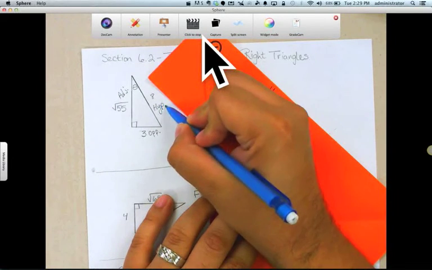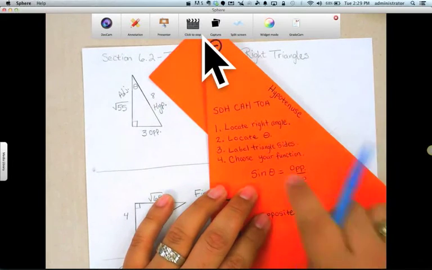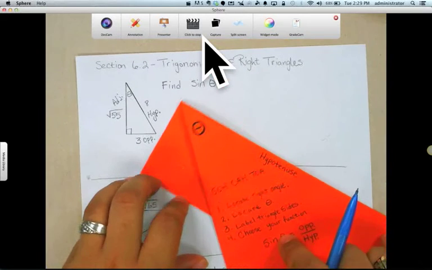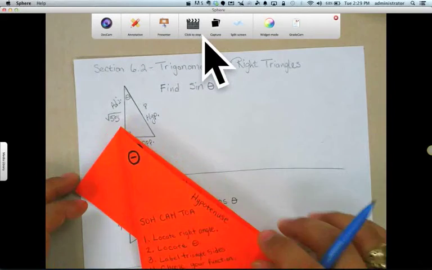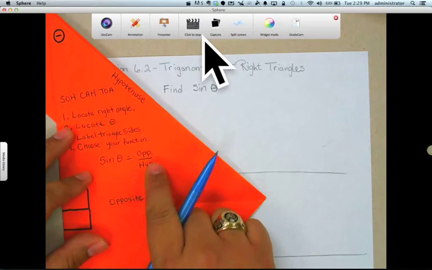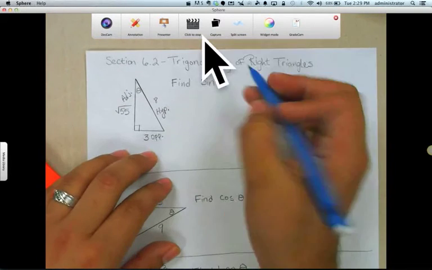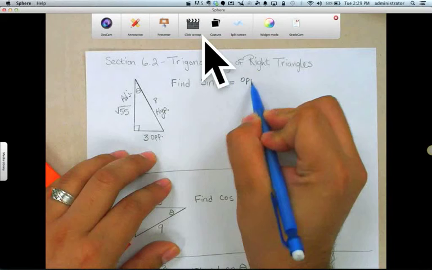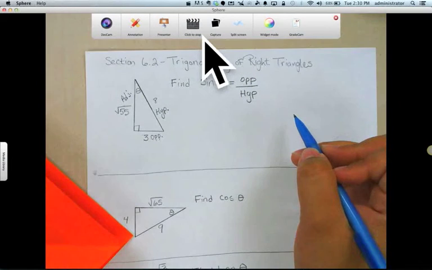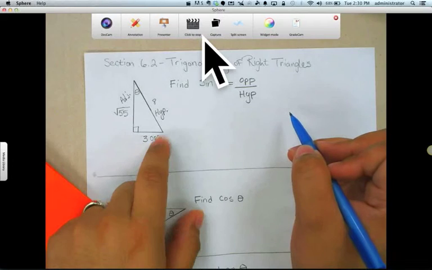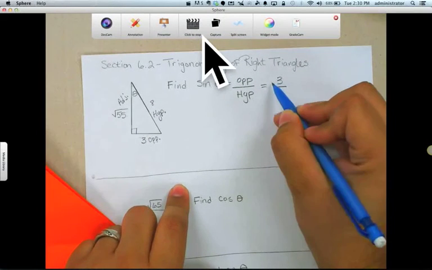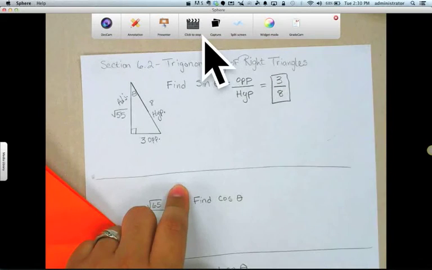All right. Now, choose our function. In this case, they wanted us to find the sine of theta. So sine of theta, SOH CAH TOA. The sine of theta, as stated right here, is the opposite over the hypotenuse. So let me go ahead and write that down. Opposite over hypotenuse. And this is actually really simple because now that we've labeled opposite and hypotenuse here, it's simply 3 over 8. So our answer to this very first question is 3 over 8.